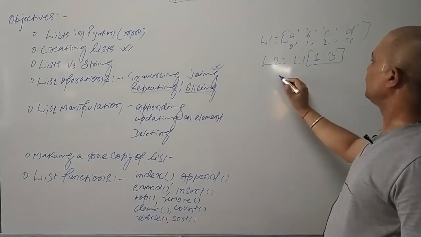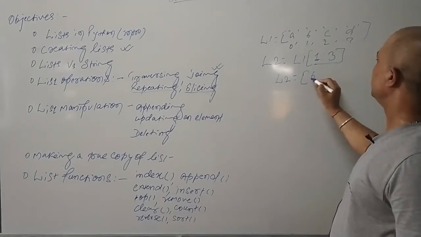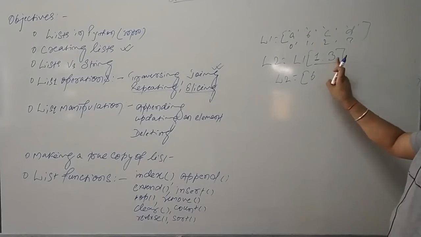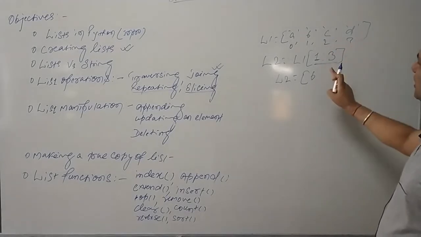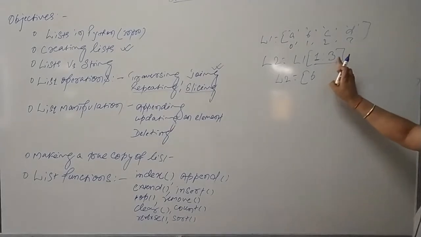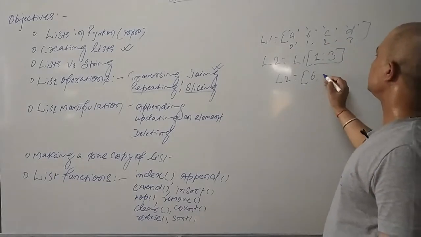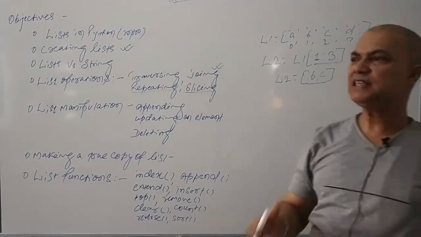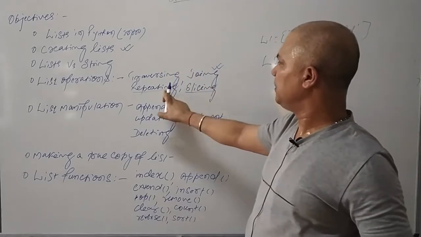So L2 will give you the output now. First means B, and 3 is the last index position, so it will extract till second. Generally in Python, whatever the last index position we have, it always gives one element less than that, so B and C will be the output of this. And likewise in any order you can slice a list. So this is what traversing, joining, repeating and slicing are.